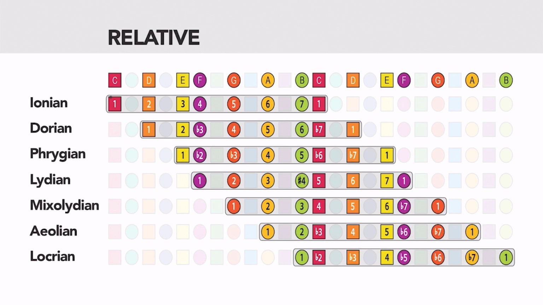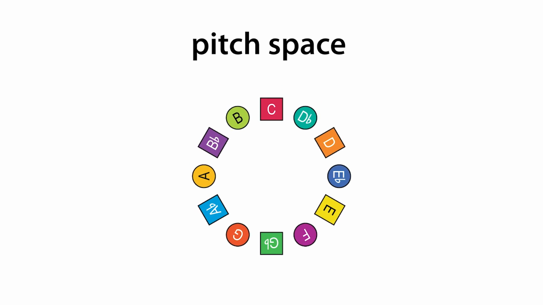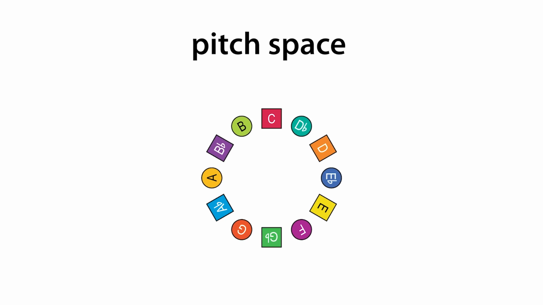But at first glance, it can also seem like a lot and even a little overwhelming. So to simplify things, here's a little trick that helps. And that is to reduce all of this down to cyclical pitch space, where the 12 basic notes of the chromatic scale form a loop like this.